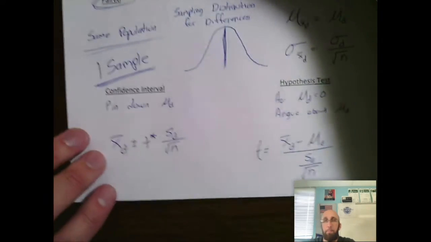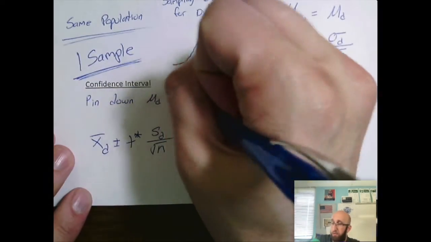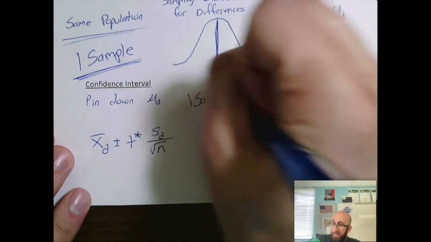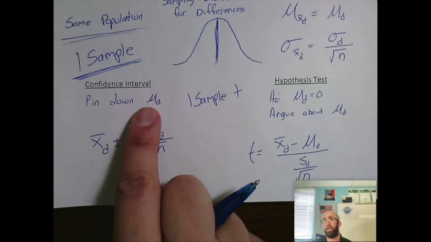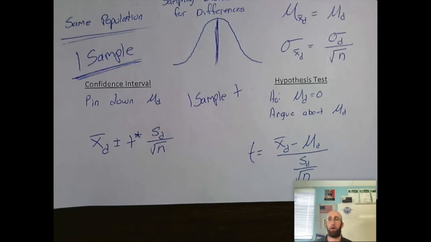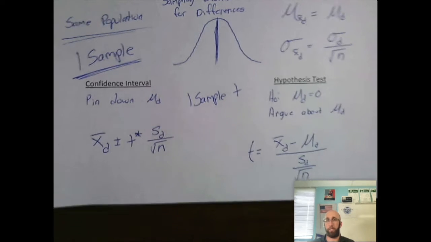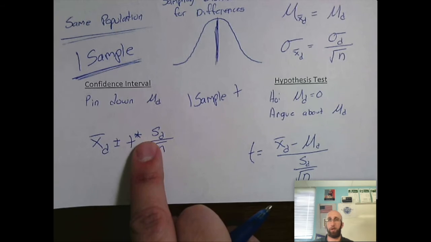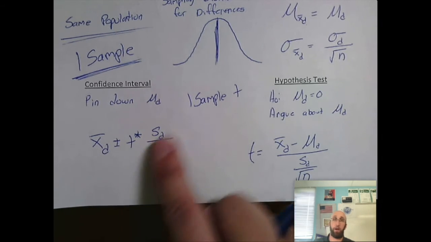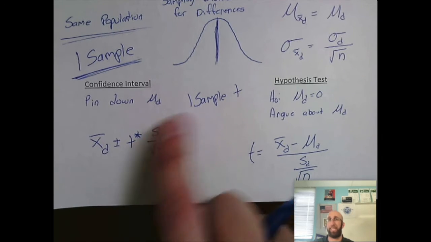The confidence interval and hypothesis test are again very similar to our one sample t procedures. We can pin down mu d, so for these paired situations, we can see how big our differences are across this single population. So x bar d plus or minus t star s d divided by the square root of n. Very similar to a one sample t interval.